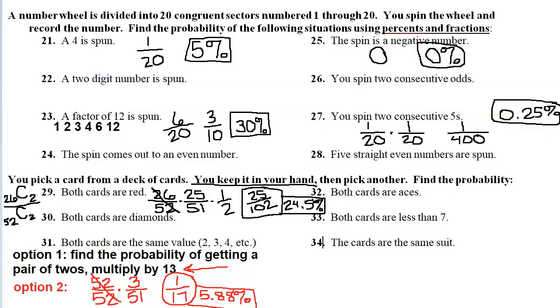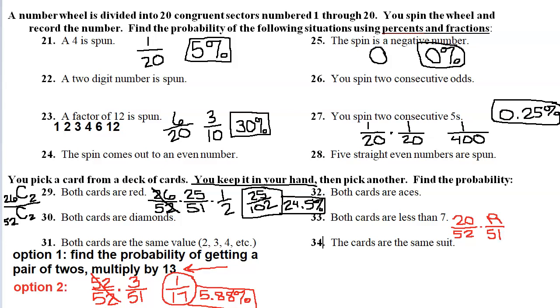All right. Last problem that I am doing here. Both cards are less than 7. Okay, now in this case we are going to assume that aces are high and not low, so we're not going to count an ace as being less than 7. We're just going to count the 6s, the 5s, the 4s, the 3s, and the 2s. So out of the 52 cards, 20 of them are less than 7. Until, of course, you have drawn one of them, because now there will be 51 cards and 19 of them will be less than 7.